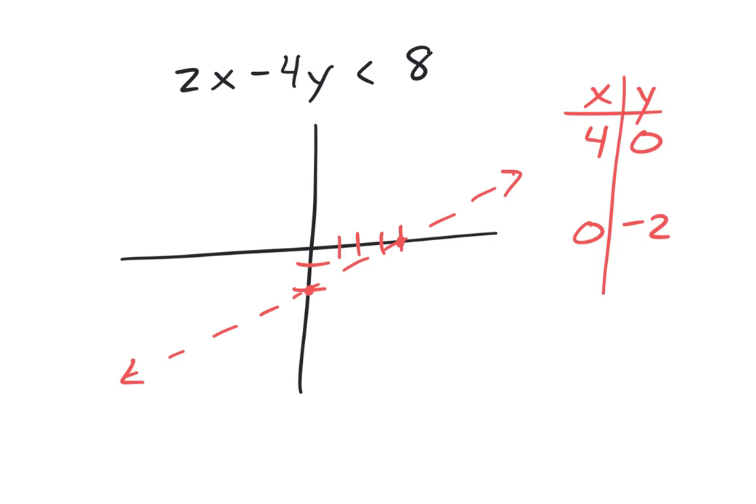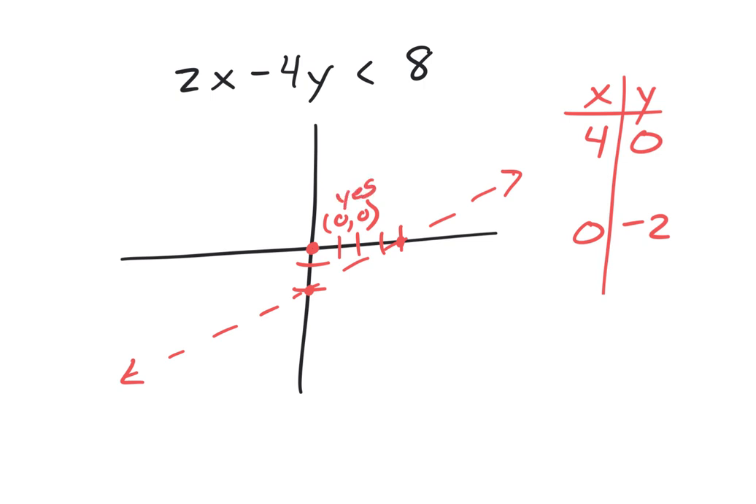Okay, and I think the hardest part was where to shade this. Okay, and what we talked about here was pick out a point, and the point that I told you I would always use, if you can, if this line goes through 0, 0, we probably can't use 0, 0. But as long as it doesn't go through 0, 0, I can plug this point in. 2 times 0 is 0. 4 times 0 is 0. 0 minus 0 is still 0. Is 0 less than 8? It is. Okay?